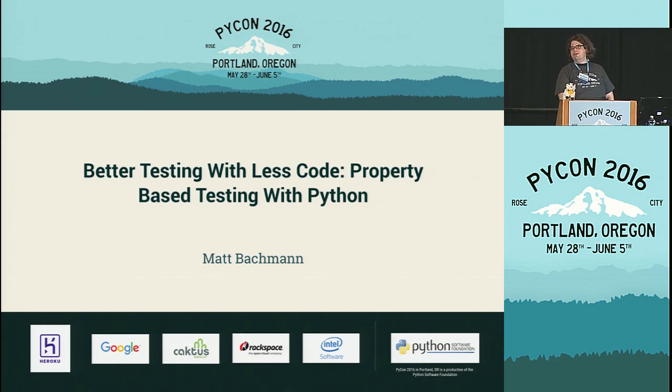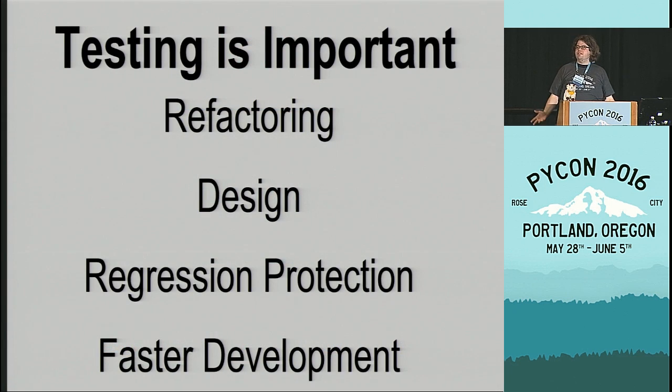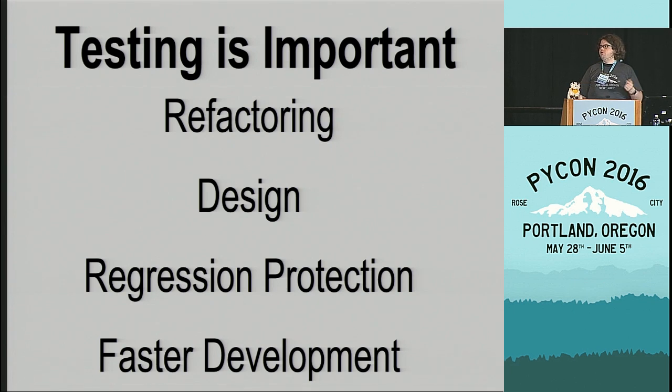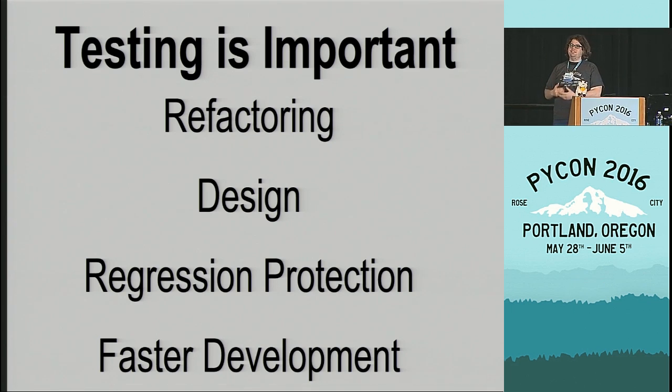So I want to start with something that I think we all already know. Testing is important. It leads to better refactoring in that you have the safety to make changes knowing that you didn't break everything. It gives you better design in the sense that if you have code that's well tested and that's easy to test, you tend to have better code overall. It gives you regression protection in that you can encode a bug in the form of a test and verify you don't get that exact bug again, which is just delightful. And I think we have an argument that all this leads to faster development overall through safety.